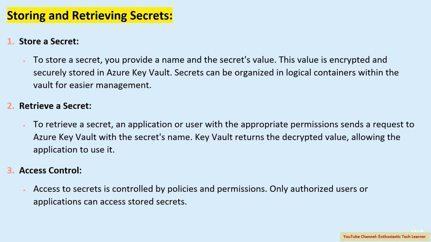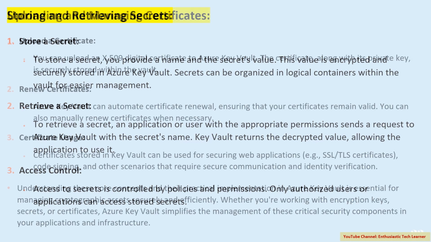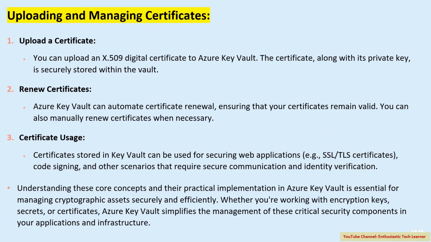Retrieve a secret. To retrieve a secret, an application or user with the appropriate permissions sends a request to Azure Key Vault with the secret's name. Key Vault returns the decrypted value, allowing the application to use it. Access control. Access to secrets is controlled by policies and permissions. Only authorized users or applications can access stored secrets. Uploading and managing certificates. Upload a certificate.